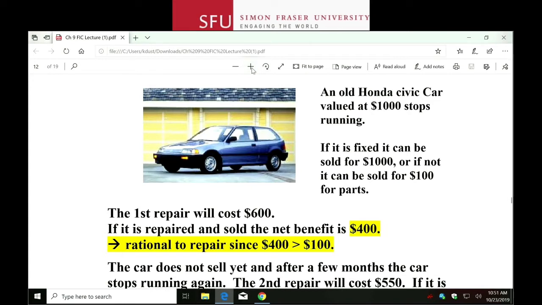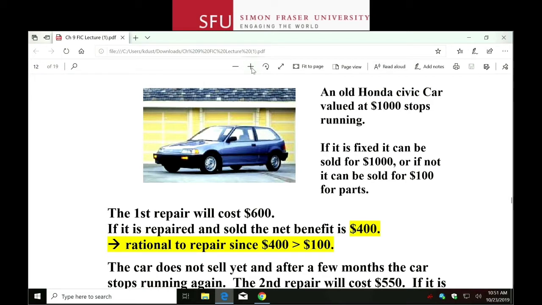Good. So then you should try to sell it as soon as possible, but it doesn't always work out. You try to sell it, but it doesn't sell. So the car does not sell yet, and after a few months, the car stops running again. At this point, you will be thinking, I wish I had just taken it to the junkyard. But you didn't. You decided to invest in the car to keep it running, and you already spent this money. So now this is a sunk cost, and there's nothing that you can do about it.